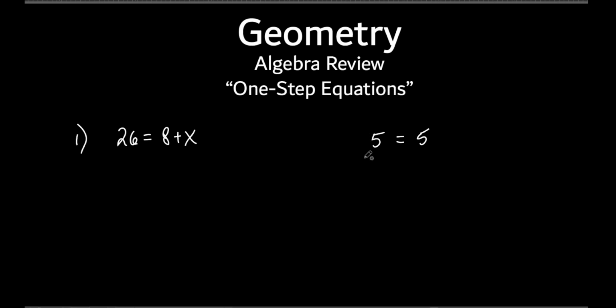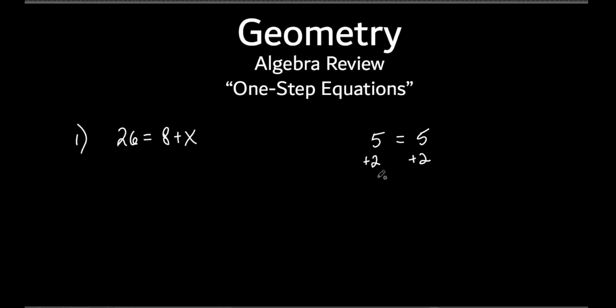Now watch this. If I added a 2 to the left-hand side, are they still equal to each other right now? No, because this would be a 7, this would be a 5. How could I keep them equal to each other? How could I keep both sides the same? Do the same exact thing to the other side. Exactly right. So if I add something to one side, I can also what? Add it to the other side.